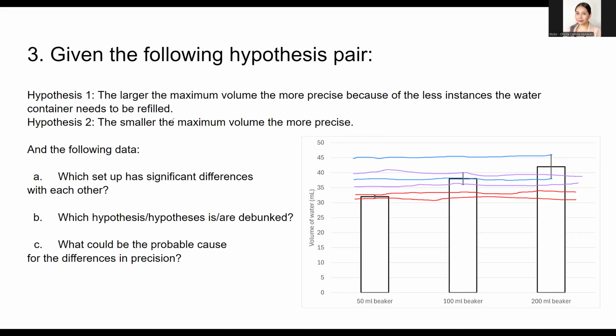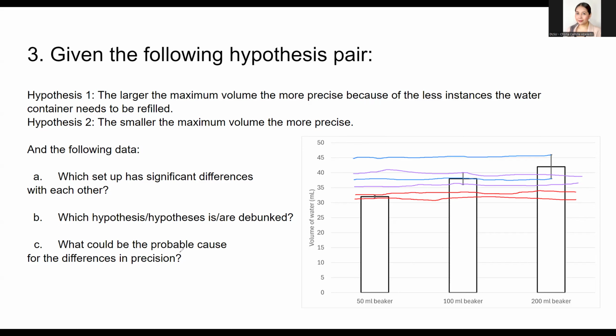Hypothesis 2, the smaller the maximum volume, the more precise. We can see that the 50 ml has the shortest error bar. The 100 ml beaker has a shorter error bar than the 200 ml beaker. And since the 50 ml beaker has the smallest maximum volume, then hypothesis 2 is not debunked. So for question 3B, only hypothesis 1 is debunked.